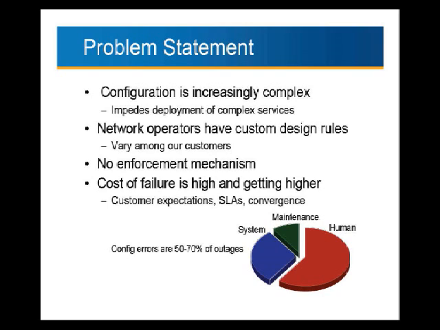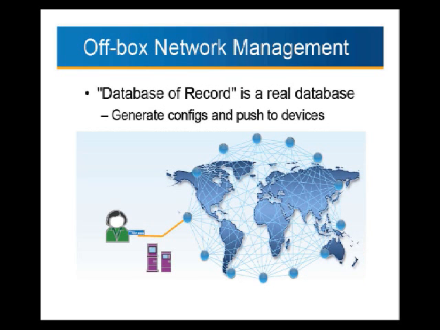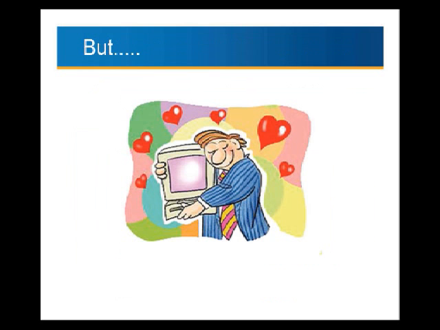Depending on your study, 50 to 70% of errors are human errors, configuration errors. So trying to find ways to address that is a win. The typical network management answer is a top-down design where your database of record lives on a central server. You generate configs from that and push them to the device. This is a great model, but we don't seem to be able to tear people away from the CLI.